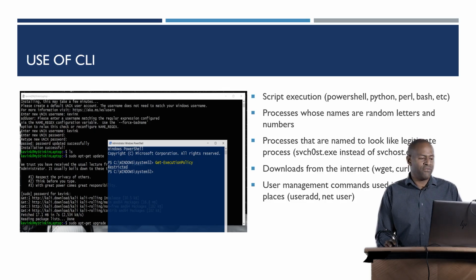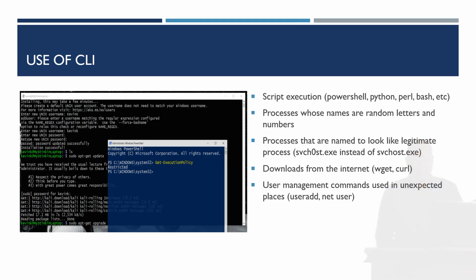And if you are looking for use of CLI, you can also look at processes that are named to look like legitimate processes. But if you hash them, you'll see that they are not. So like svhost is what I call it, which is servicehost.exe, and it'll have a 0 instead or something like that, so that when you look at it and scan it, it looks like it's legitimate, but that 0 gives it away.